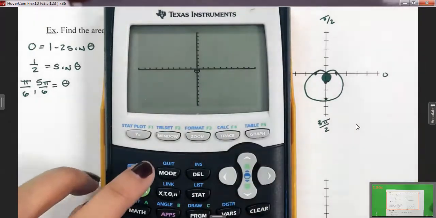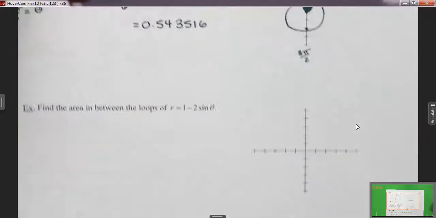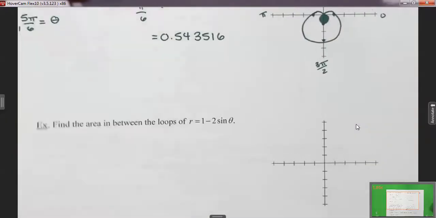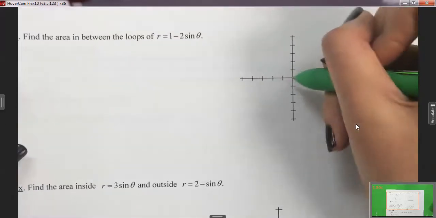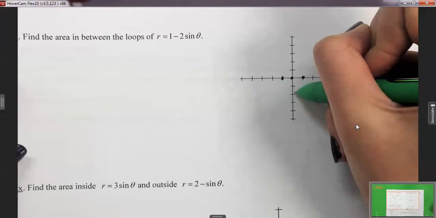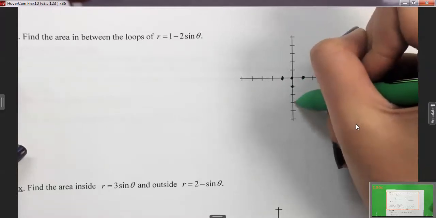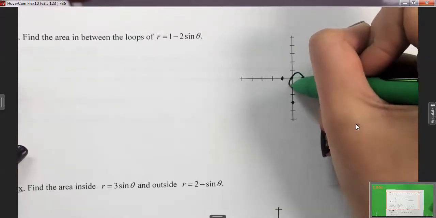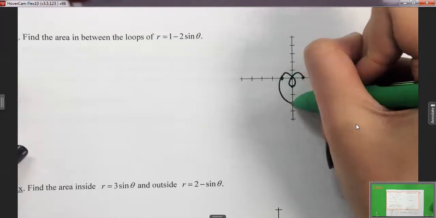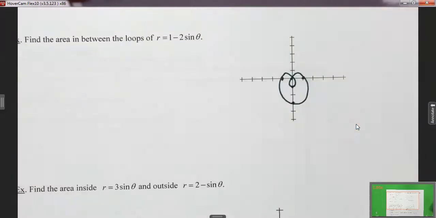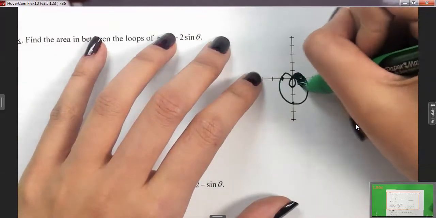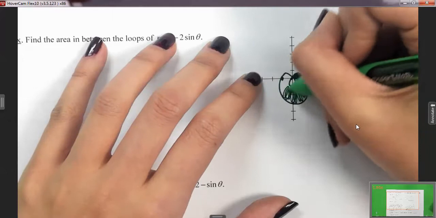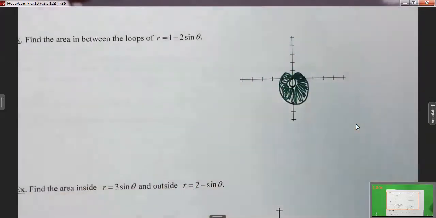Now, here's a little bit more interesting of a problem. Find the area in between the loops of r equals 1 minus 2 sine theta. So it's the same polar as the other one, but this time I only want this outside area, not including the loop at all. So what should I do?